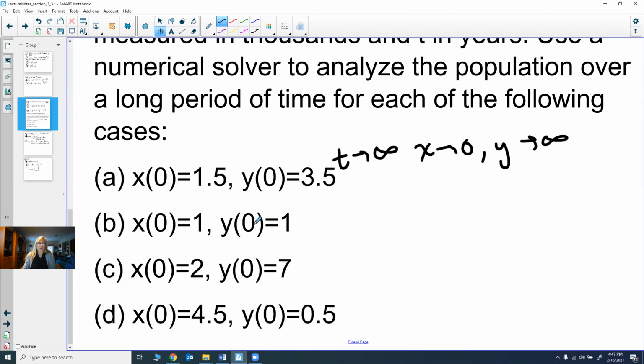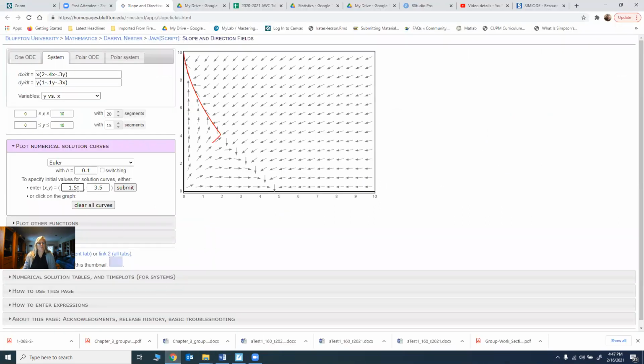So let's look at what if x is 1 and y is 1 at time 0. So we'll change these to 1 and 1. Submit that one, and now we can see we come over here to 1 and 1, and we start following along the slope curve. And again, we're coming along this asymptote. And so what we can see is happening is that y is going to 0, because remember, this is the y-axis. So anything down here means we're down at y of 0.